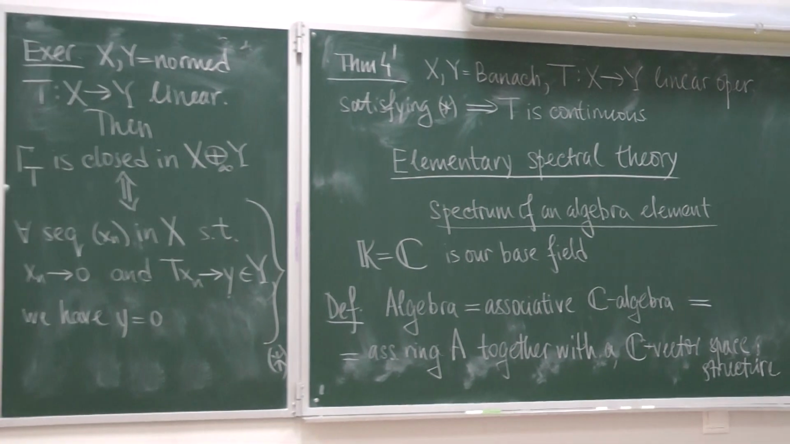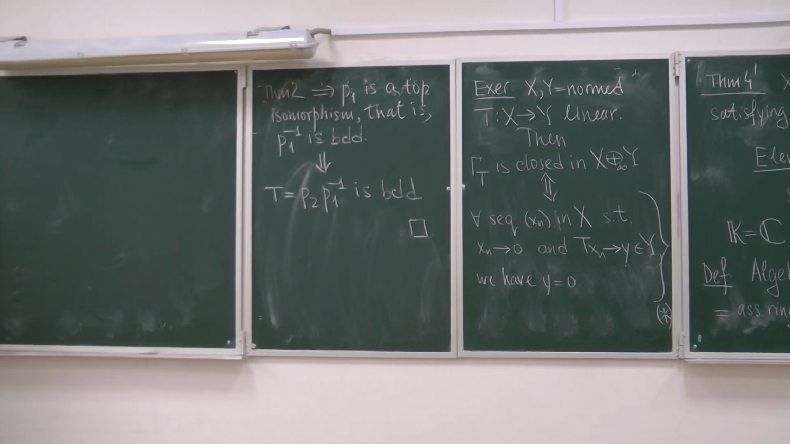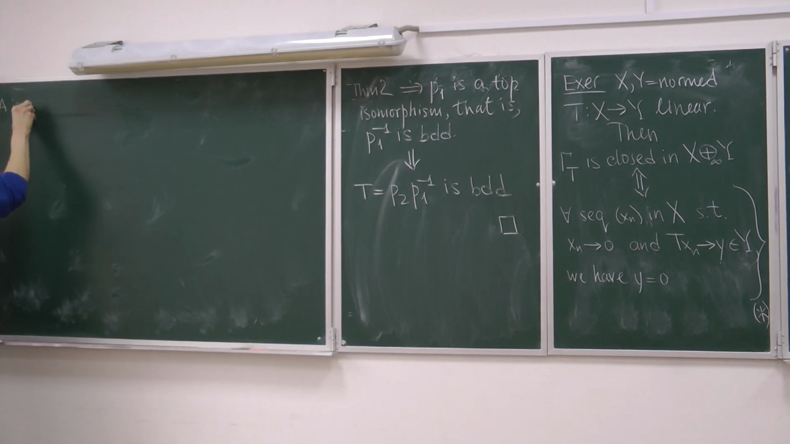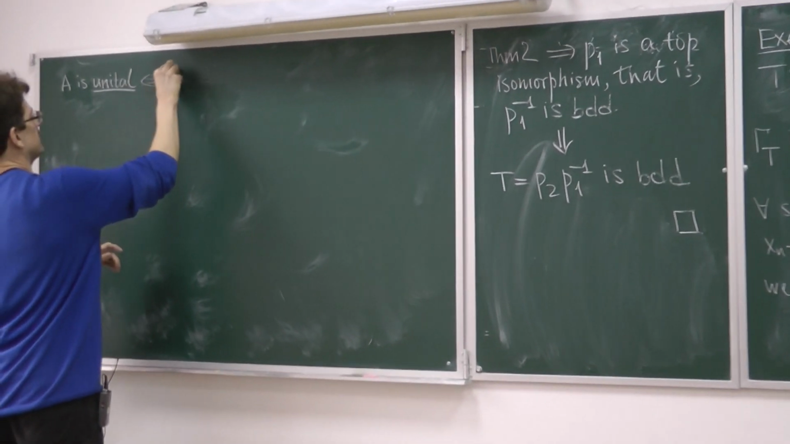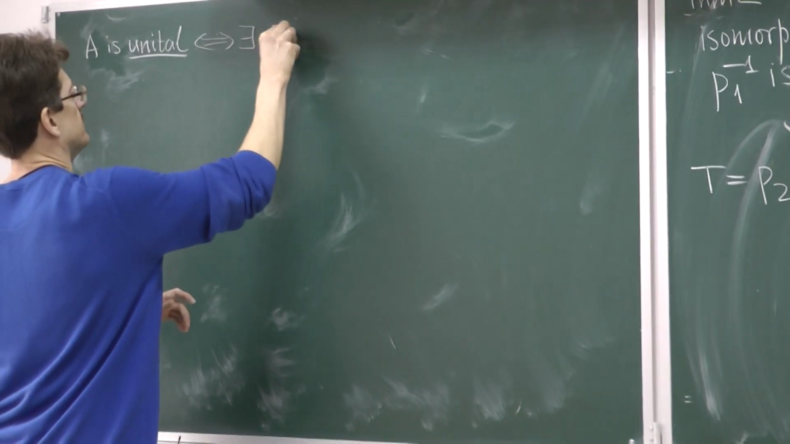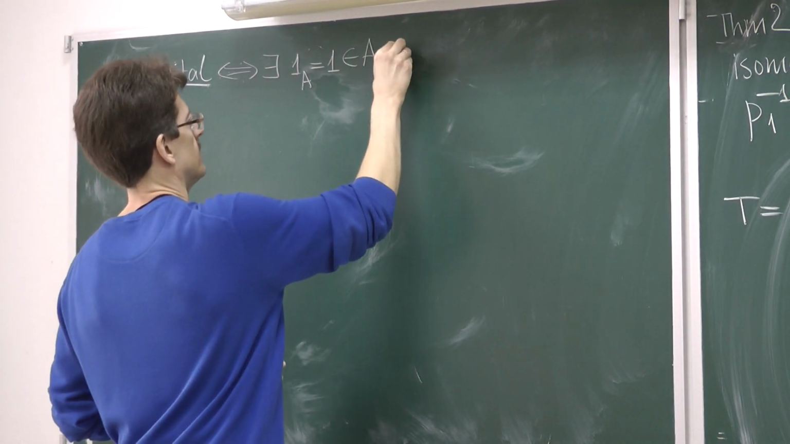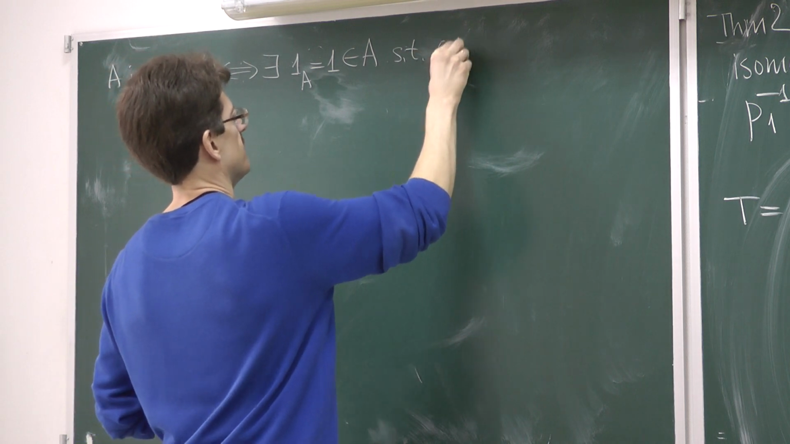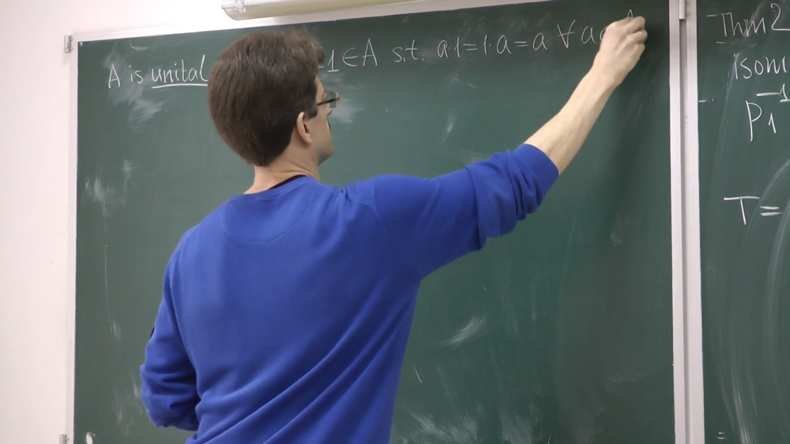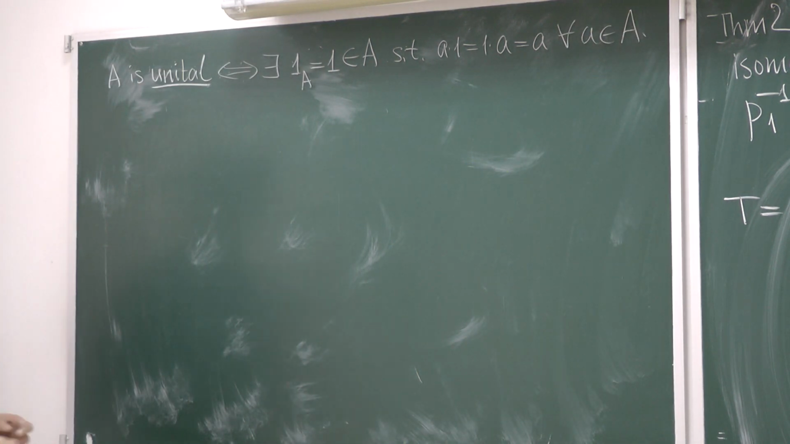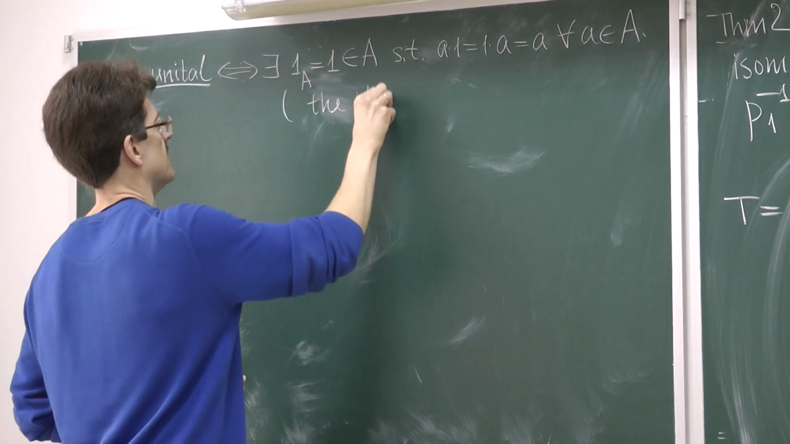An algebra which has an identity element is called a unital algebra. So we say that A is unital if there exists an element denoted like this, or simply by 1, such that we have the following identity. So this is the identity element.